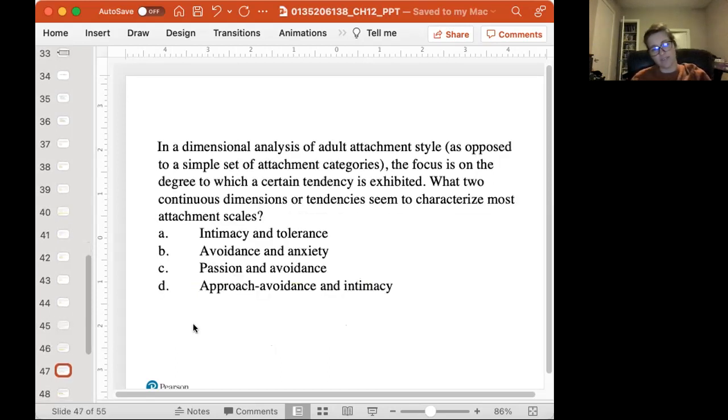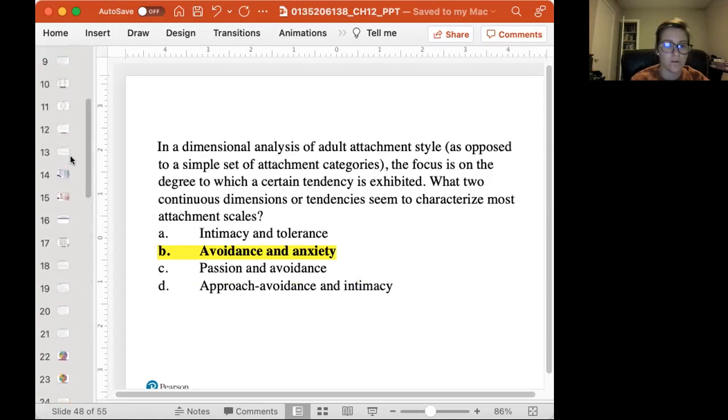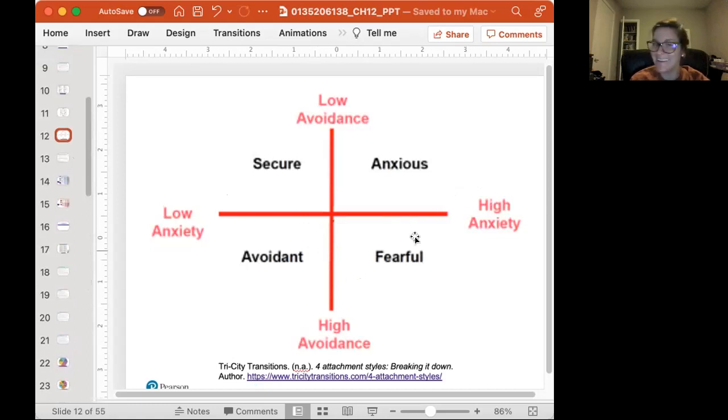So in a dimensional analysis of adult attachment style, as opposed to a simple set of attachment categories, the focus is on the degree to which a certain tendency is exhibited. What two continuous dimensions or tendencies seem to characterize most attachment scales? Attachment intolerance, avoidance and anxiety, passion and avoidance, or approach avoidance and intimacy? Avoidance and anxiety, which could be remembered through the image. So let me show you. Avoidance and anxiety, right?